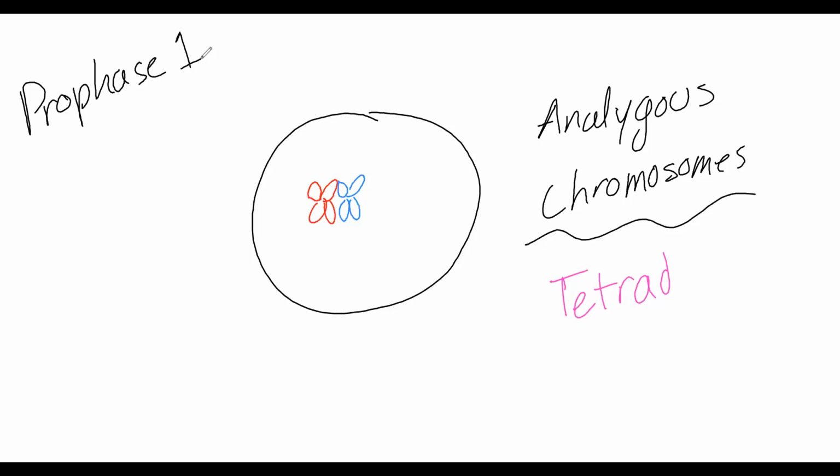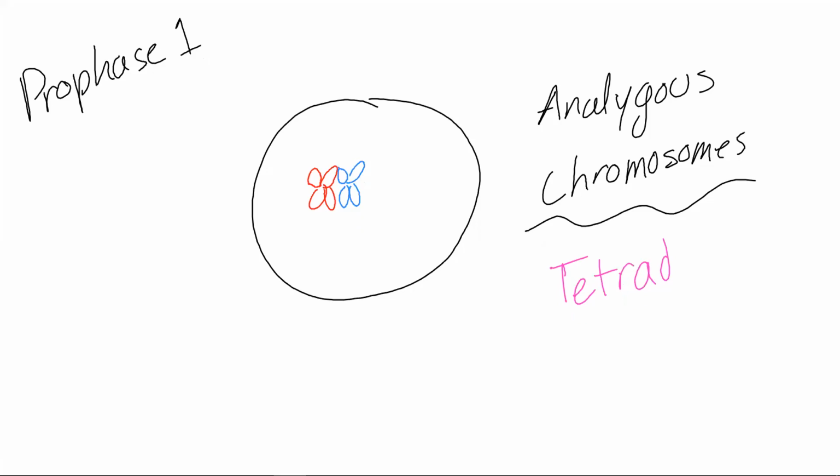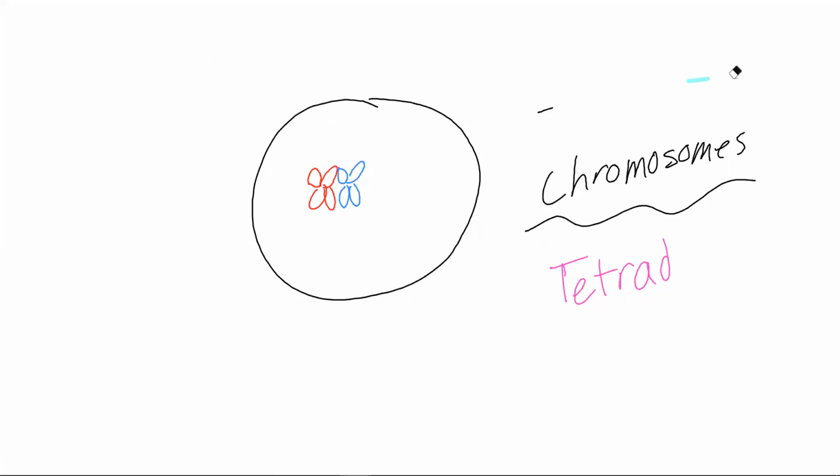The next part is what comes after prophase. Anybody? Metaphase? Yes, metaphase. We go on to metaphase 1. So let's erase all this stuff. Everybody got the analogous chromosomes or a tetrad part? Yes. All right, cool. I'm gonna erase this.